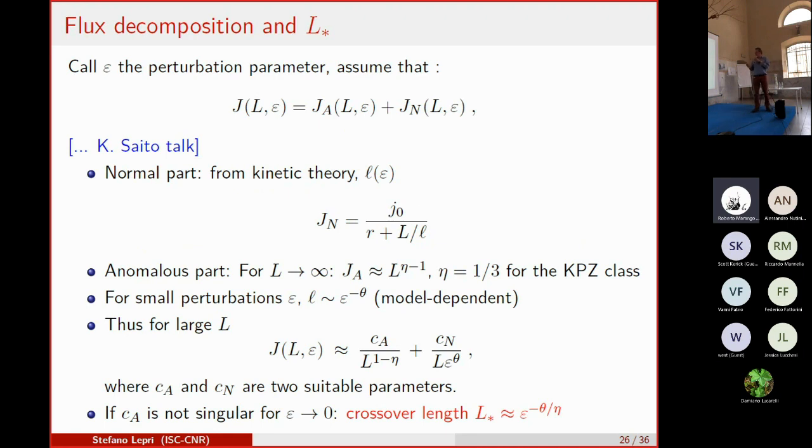This idea can be made more rigorous, and you can give, for example, an estimate based on very rough arguments. Just assuming that the mean-free path goes like an inverse power of epsilon, the perturbation, which seems reasonable, you can give an estimate, which is given here. So this L star is an inverse power of epsilon. You can immediately understand that this quantity can become very large close to the integrable limit. So it may be very difficult to reach this anomalous hydrodynamic behavior, and this may explain why in the simulation you don't see it.